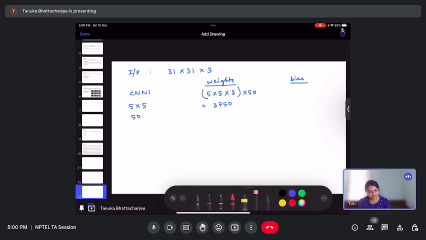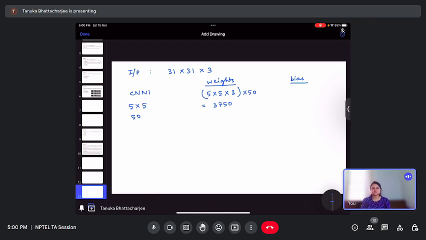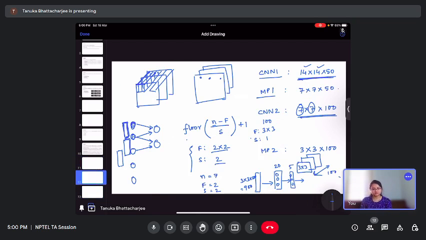And if we consider the biases, each filter just has one bias term. So you have 50 filters, 50 bias terms. Now the next layer was a max pooling. After CNN we had a max pooling. Max pooling doesn't have any learnable weights. You are just taking the maximum of the inputs. So no weights or biases involved.